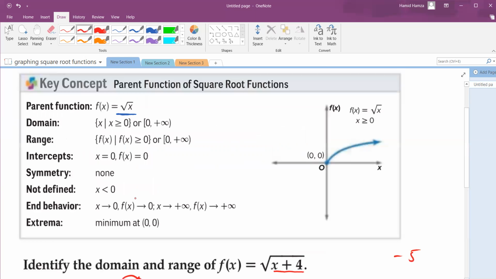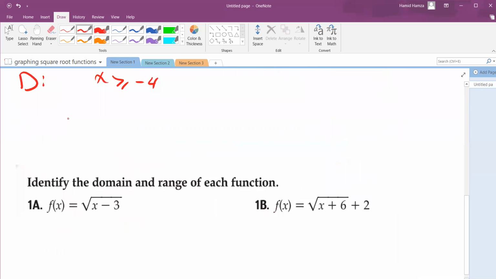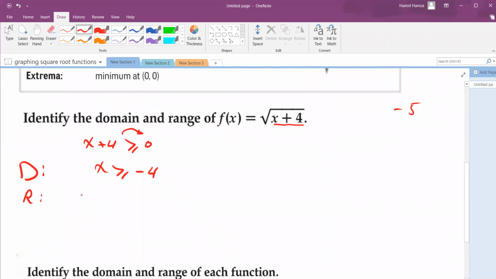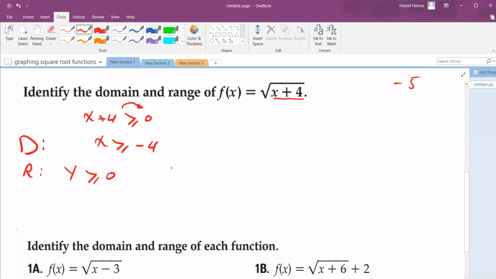Now what about the range? Let's go back to the parent function, guys. This is the parent function. This is the domain, starting from 0 to infinity. And for the range, to go up here, it goes to infinity, starting from 0. So the range for the graph will be y greater than or equal to 0, all values from 0 to positive infinity.